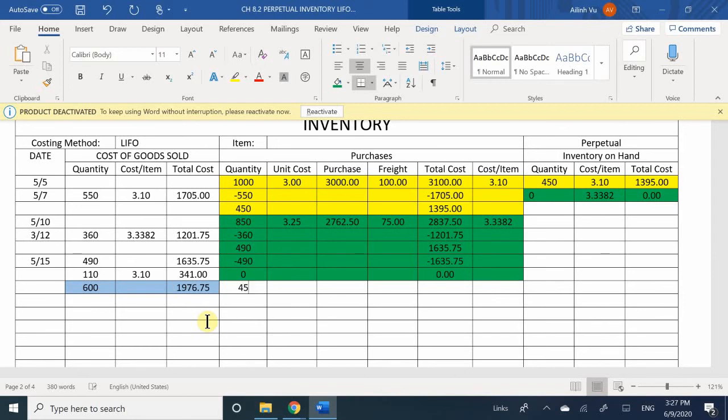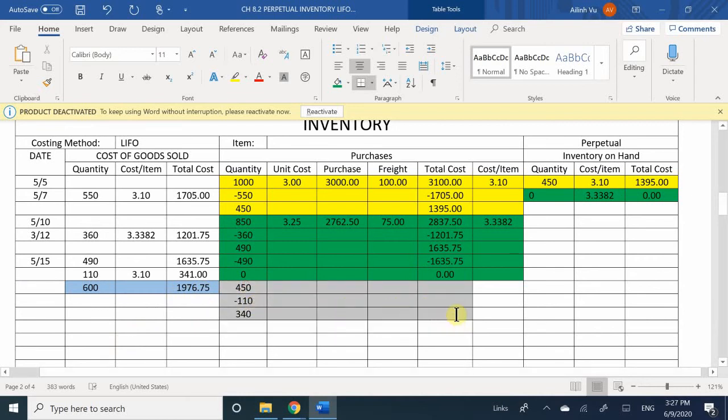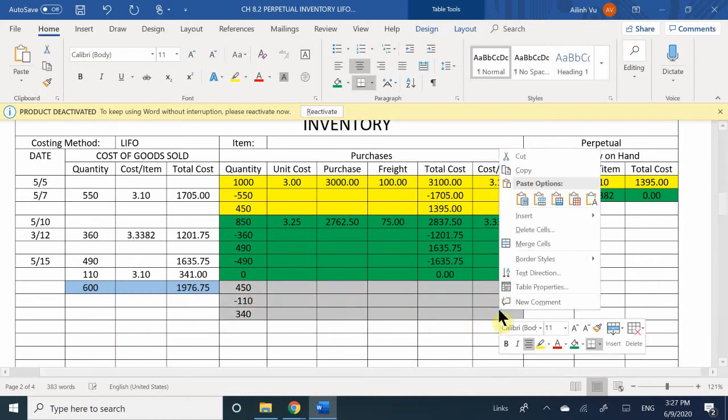So we know that we have 450 left. We're going to subtract 110 from that, and it's going to give us how much? 340. 340 is correct. And I'm going to highlight this entire batch because this batch is going to be yellow.